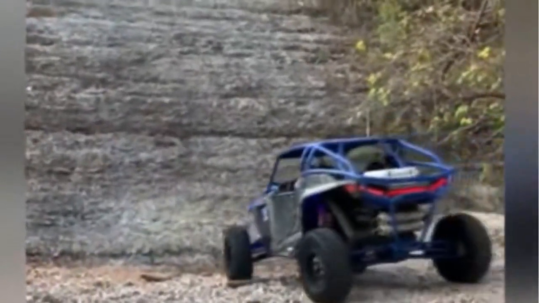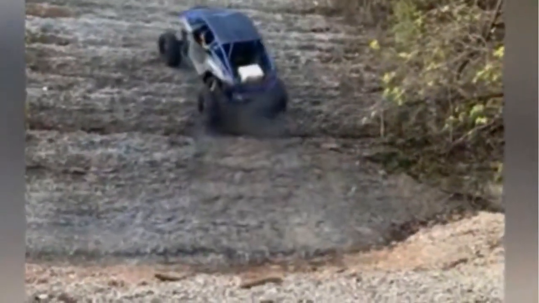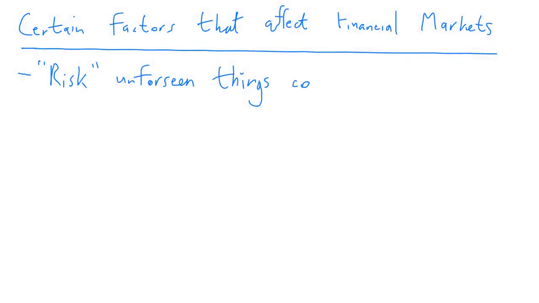And we discussed on Monday that there are two forms of uncertainty to keep in mind. One is what I called risk, which I guess we could define as unforeseen things that could happen. And by this I mean things that are completely outside of your control.